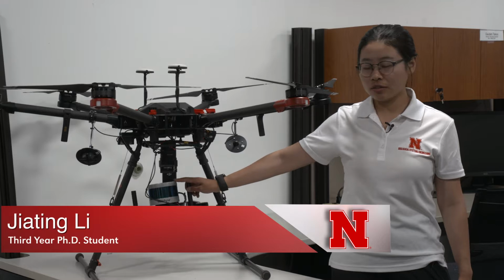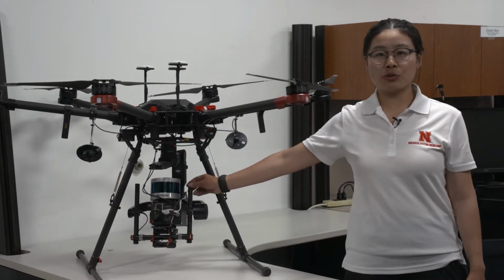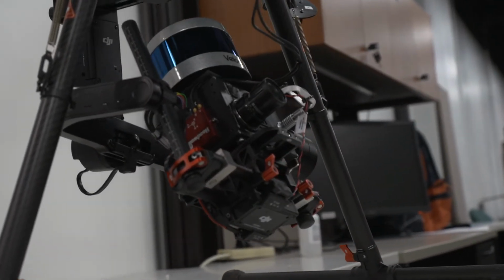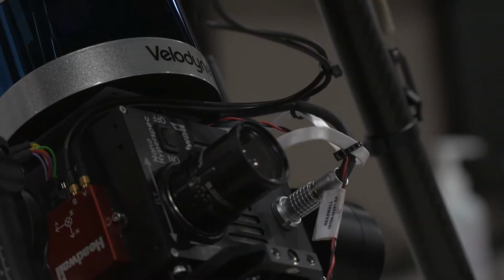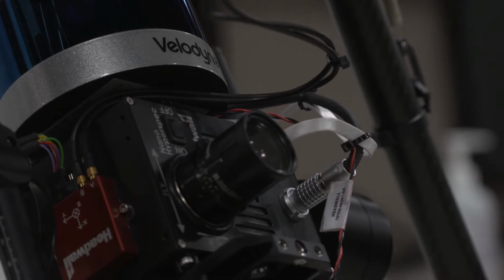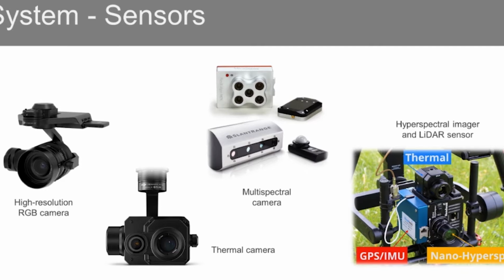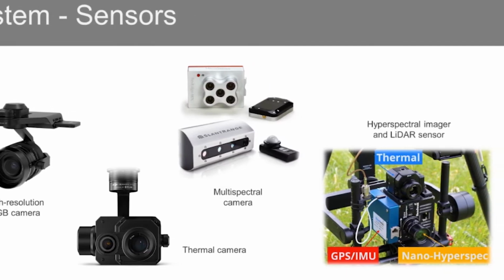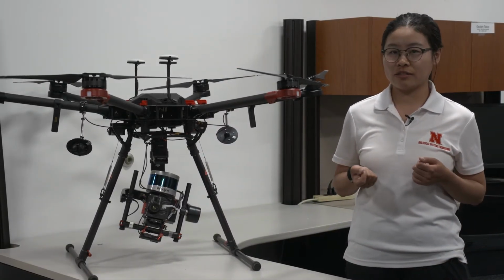What is carried on this drone is a LiDAR scanner and a hyperspectral imager. The LiDAR scanner can be used to measure the height and shape of the canopy, and the imager is a great research tool to help us distinguish vegetation stresses. What we are doing right now is using the hyperspectral imager together with other sensors, like the thermal camera, to distinguish crop water and nitrogen stresses.